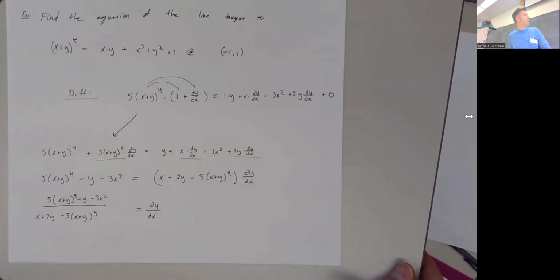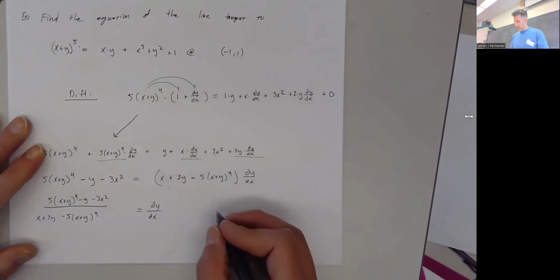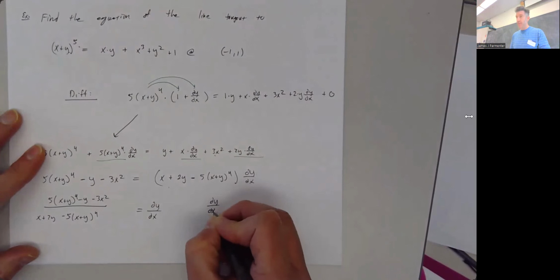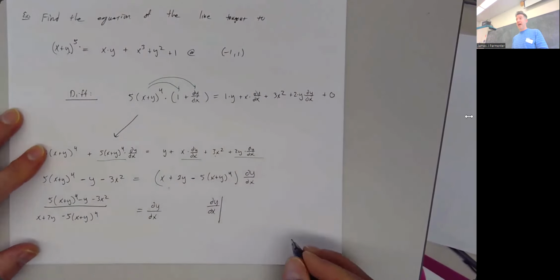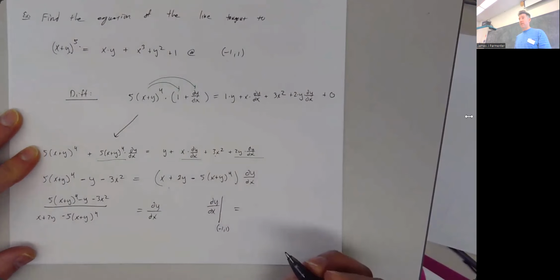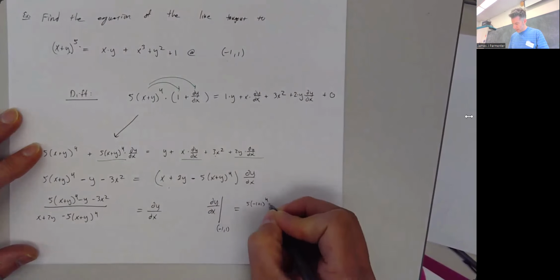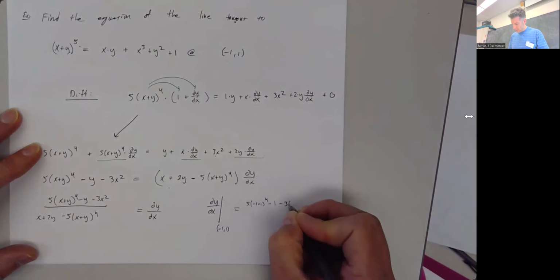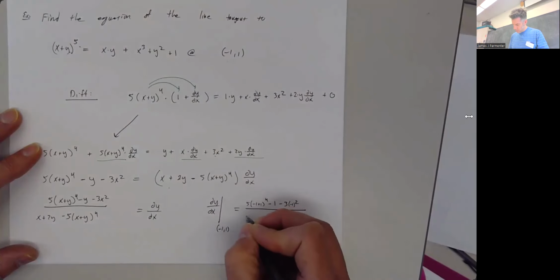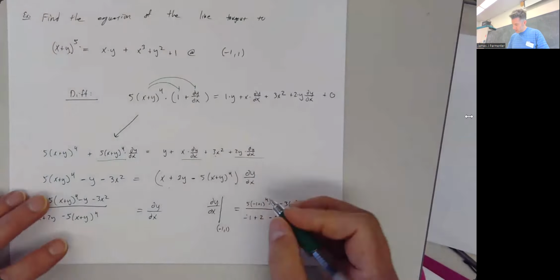Cool. And then we could find the slope of the tangent line at the particular point by plugging in x equal to -1 and y equal to 1. People often write this in the following way. They write dy dx vertical line for evaluated at, and then down here at the point -1, 1. And we're just going to plug in -1 for x and +1 for y. So it's going to be 5 times -1 plus 1 to the 4th minus 1 minus 3 times -1 squared over -1 plus 2 minus 5 times -1 plus 1 to the 4th. -1 plus 1 is 0. These parts go away.